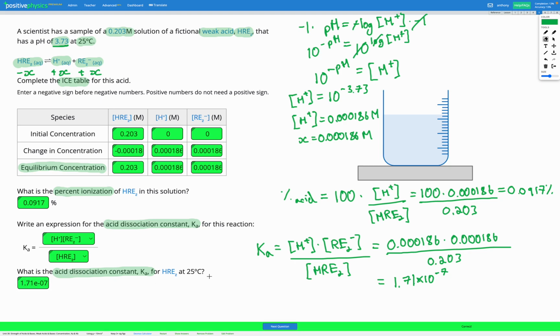Awesome. Again, you can see this is a really tiny number, much less than 1. That's telling us our reactants are highly favored at equilibrium, which makes sense because it's a weak acid and we know that only 0.09% of it ionizes into its ions. So that all matches up and makes sense logically.